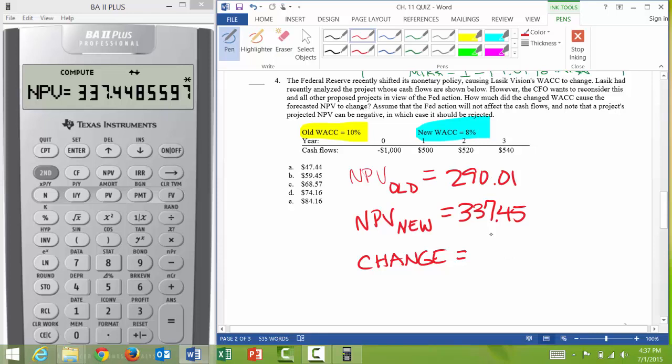Well, the difference between these two is that it increased by, if we subtract the two numbers, it increased by $47.44. So it's like an improvement. And usually when the weighted average cost of capital goes down, the NPV will go up. So we calculated two NPVs and just calculated the change.